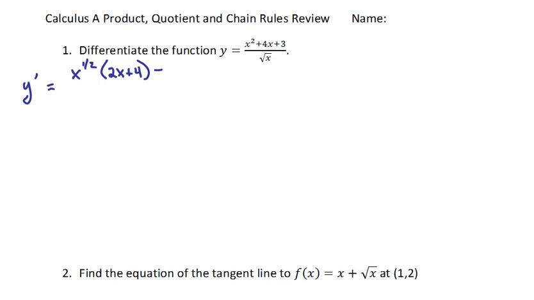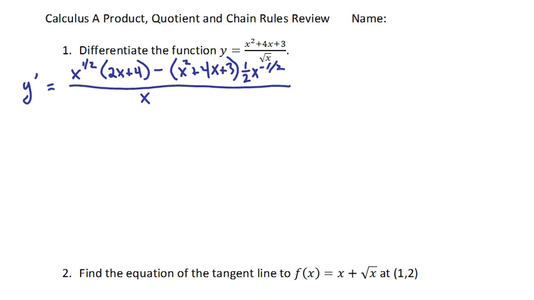Then minus high, d low. So it's x squared plus 4x plus 3 times the derivative of the square root of x, which is 1/2 x to the negative 1/2. That's going to be all over square root of x squared, which is just x. Alright, so this should be simplified a little bit. Let's see what we can do with it.